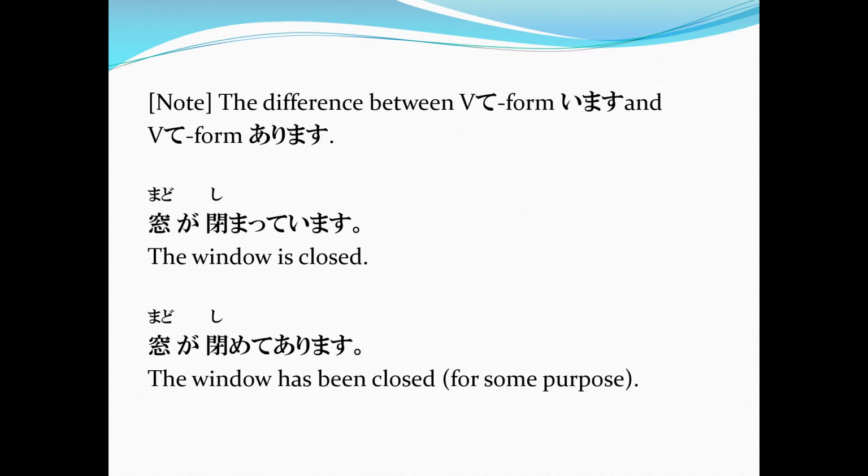Now, in the first example, 窓が閉まっています, it simply indicates that the situation exists, that the window is shut. While in the second example, 窓が閉めてあります, it emphasizes that the situation exists as a result of somebody's deliberate action, which is the window has been shut because somebody deliberately shut it. See the difference?